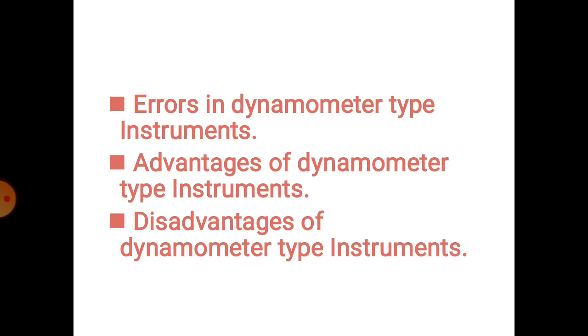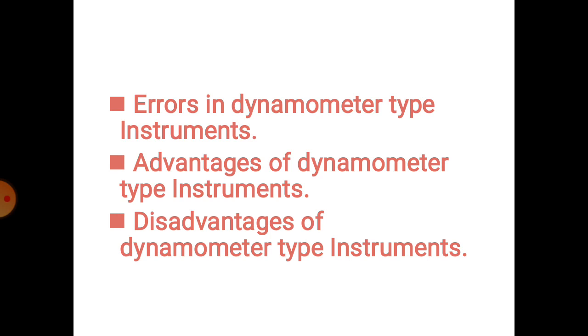So now we are going to discuss errors in dynamometer type instrument. First one is errors due to low torque to weight ratio. Second, error due to eddy current. Third one, error due to frequency change. Fourth one, error due to external magnetic field. Fifth one, temperature errors. So now we are going to discuss the advantages of dynamometer type instrument.